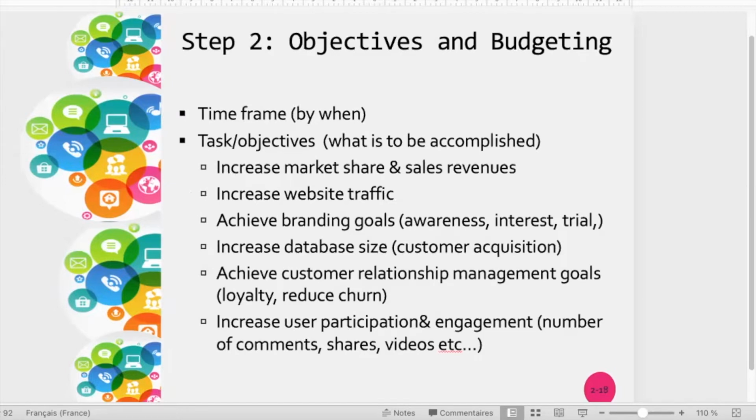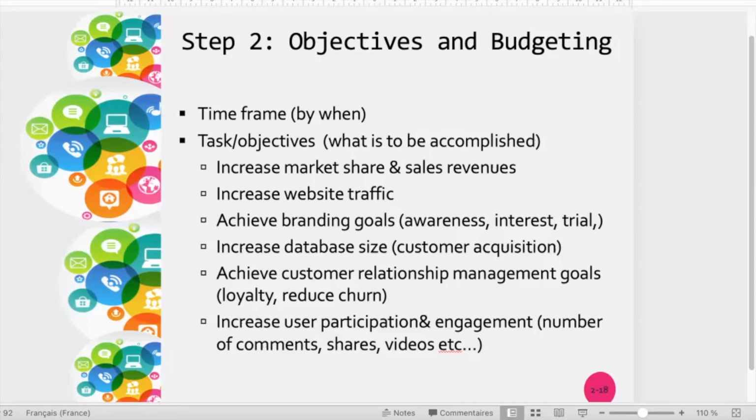In step two, once you have done that, you will, as always in marketing, fix your objectives and fix the budget. So when do you want to do the social media campaign? Which are the tasks and objectives which should be accomplished? For example, increase your market share or your sales revenues. Another objective might be you want to increase the traffic on Facebook, on social media, or on your website.